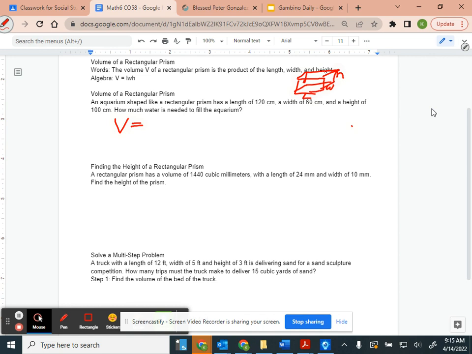V equals 120 times 60 times 100. So 120, which is our length, times our width of 60 times the height of 100. And then you do the math. You multiply them together. What is it, Josie? 720,000. Yeah. And then we put our measurement.